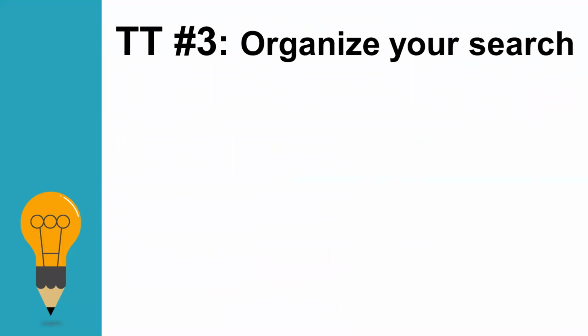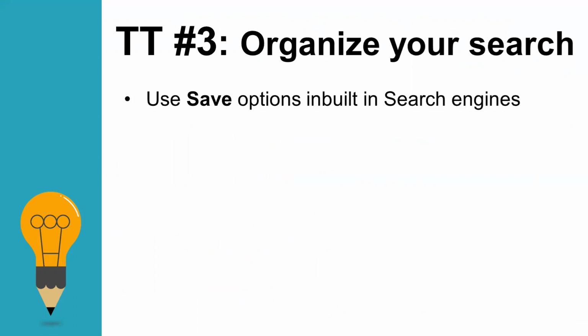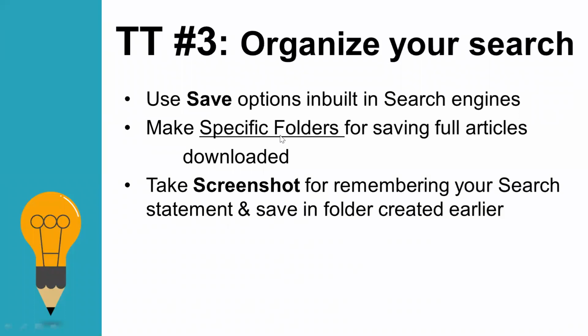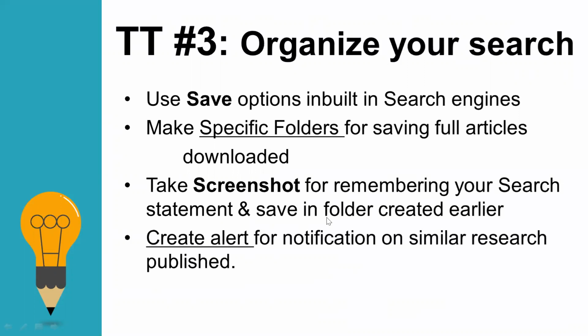Now, when we have got the search, the next step is we need to organize the search from the very beginning. So, use save options inbuilt in search engines. Make specific folders for saving full articles which you are planning to download, and take screenshots for remembering your search statement and save them in the folder created earlier, or create a Word document file for the keywords on which your searches were based, or your search statements. Create alerts for notification on similar research published.